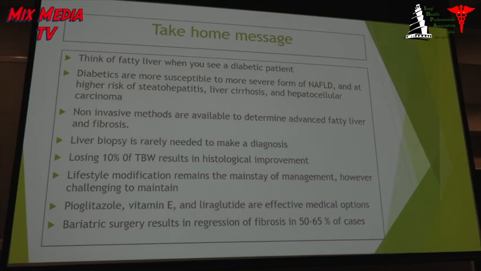Non-invasive methods are available. You can use the NAFLD fibrosis score. You can use FibroScan and transient elastography. Liver biopsy is rarely needed. Remember, if you advise your patient to lose 10% of total body weight, that results in regression of fibrosis. Lifestyle modification remains the mainstay, but it is challenging to maintain. You have some options: pioglitazone, which is on the fence. Vitamin E in appropriate patients is a good choice, especially people with NASH or people you worry about progression of fibrosis. And bariatric surgery, remember, results in regression of fibrosis.